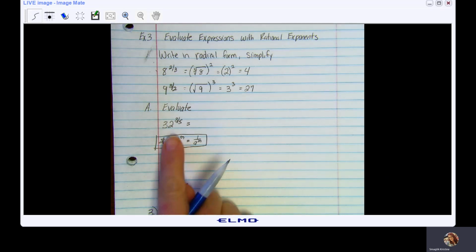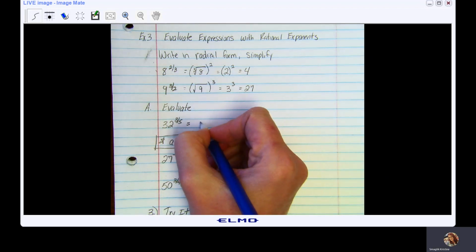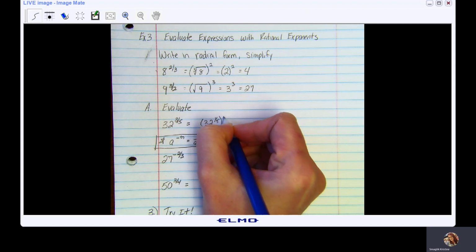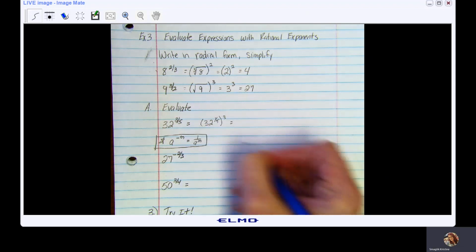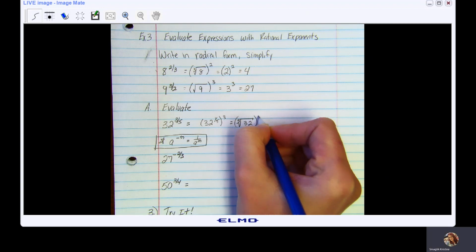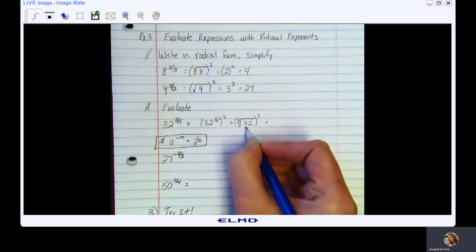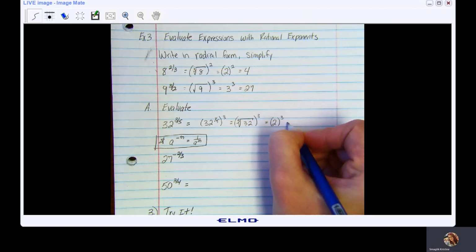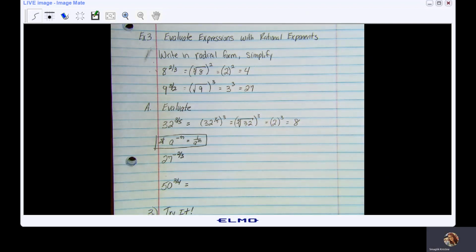Okay, so let's take a look. We have 32 raised to the 3/5. Let's evaluate. Well, I'm going to go ahead and break this down. And this is going to be 32 raised to the 1/5 cubed. I know that this is the 5th root of 32 cubed. I know that the 5th root of 32 is 2, cubed is 8.